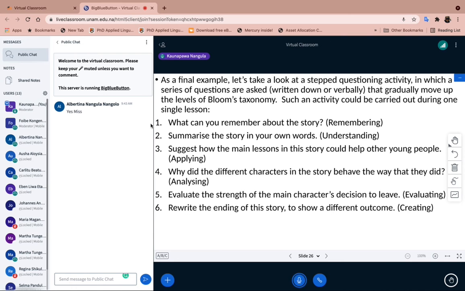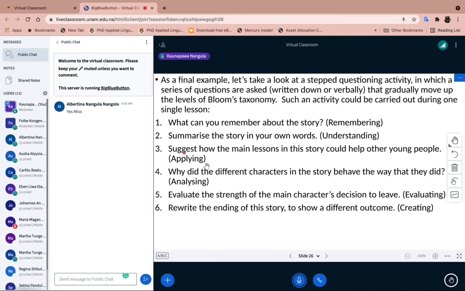So we have the first question, which is, what can you remember about the story? Which means they have read the story, or they have heard it. It could be either written or oral. And then summarize the story in your own words. That's tackling the second level of the Bloom Taxonomy categories. So the first one is remembering. And then the next one is, suggest how the main lessons in the story could help other young people.